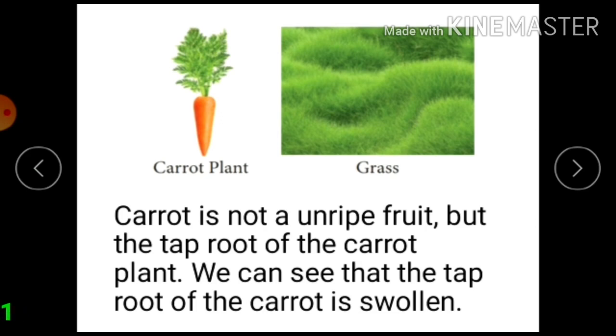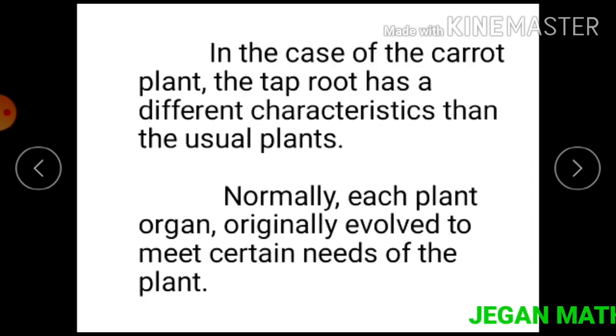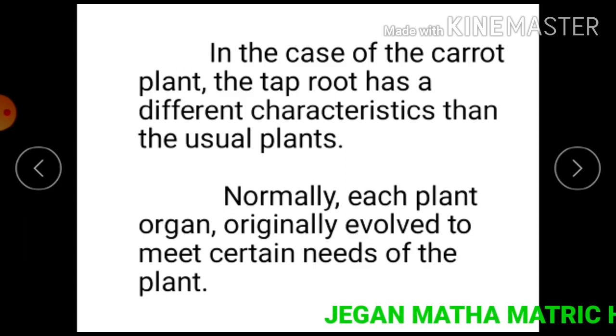Carrot is not an unripe fruit, but the tap root of the carrot plant. We can see that the tap root of the carrot is swollen. In the case of the carrot plant, the tap root has different characteristics than the usual plants.